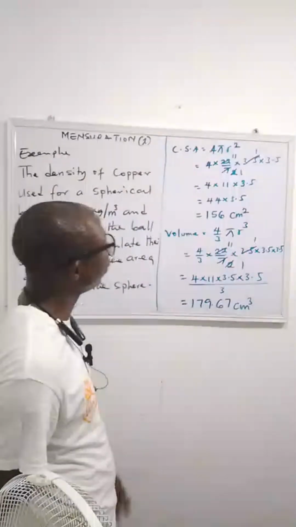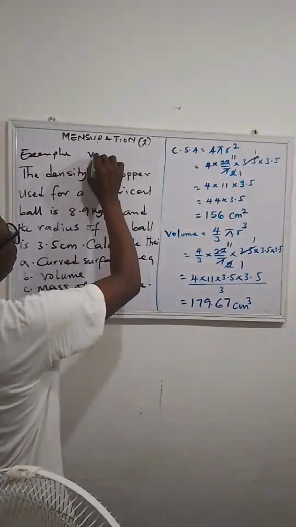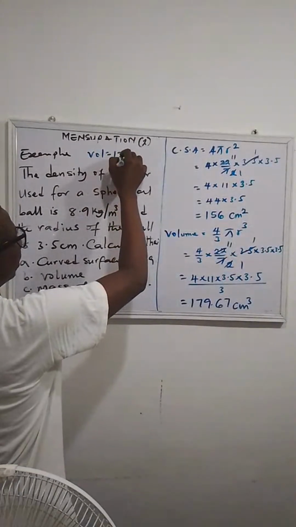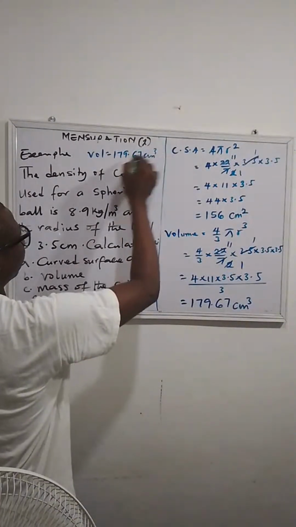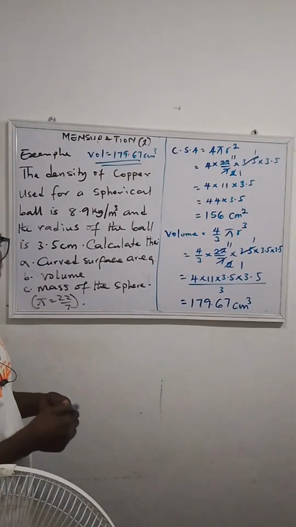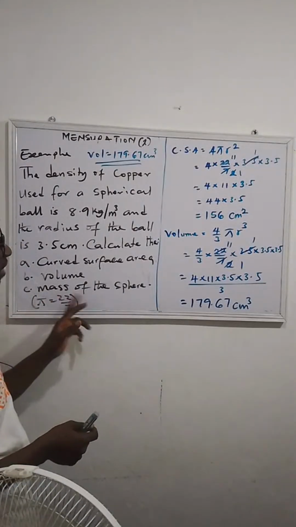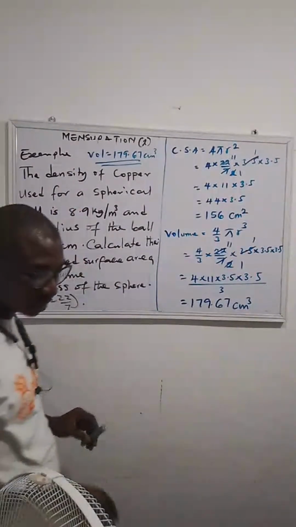So we now have the volume for this. So now let's put this one down. Volume is 179.67 centimeter cube. Now let's move down to the last part of the question. Now the question asks us to find the mass of the sphere. We want to get the mass of the sphere. So how do we get the mass of the sphere?